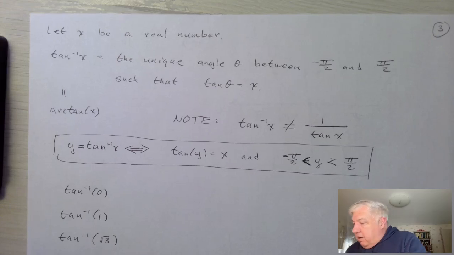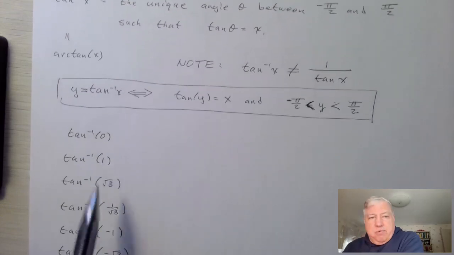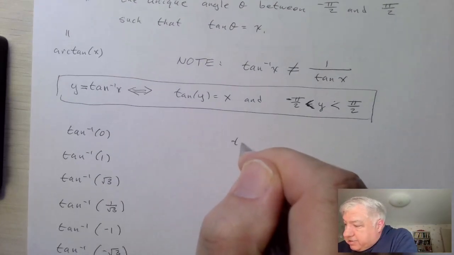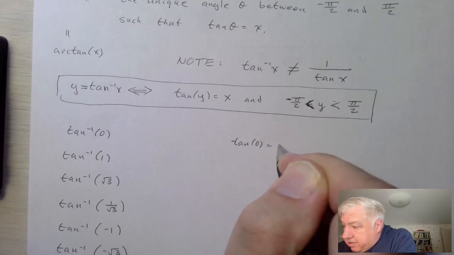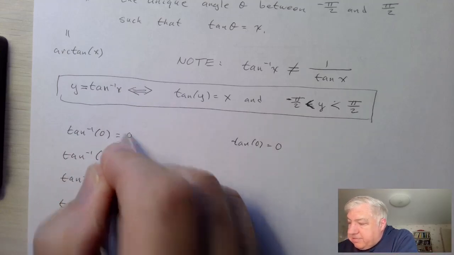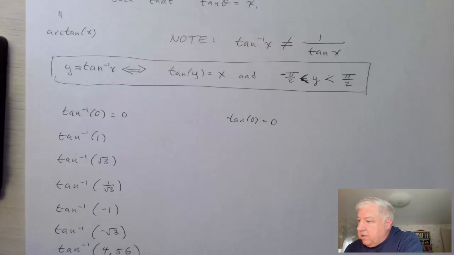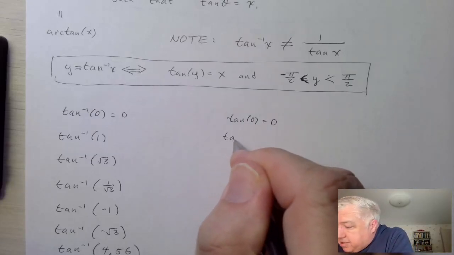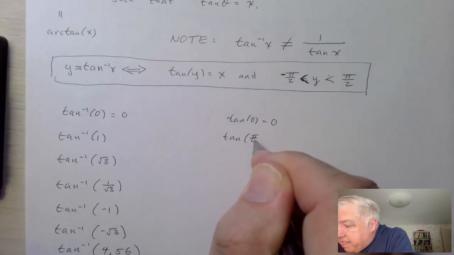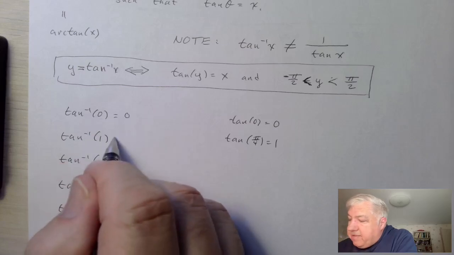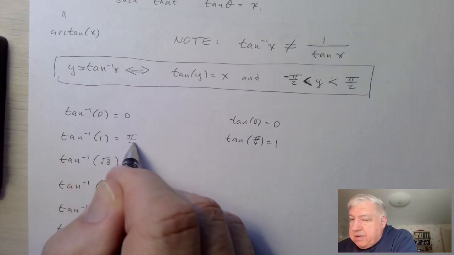All right, so for example, because we know the tangent of 0 is 0, the inverse tangent of 0 is going to be 0. Because we know the tangent of pi over 4 is 1, we know the inverse tangent of 1 is pi over 4.